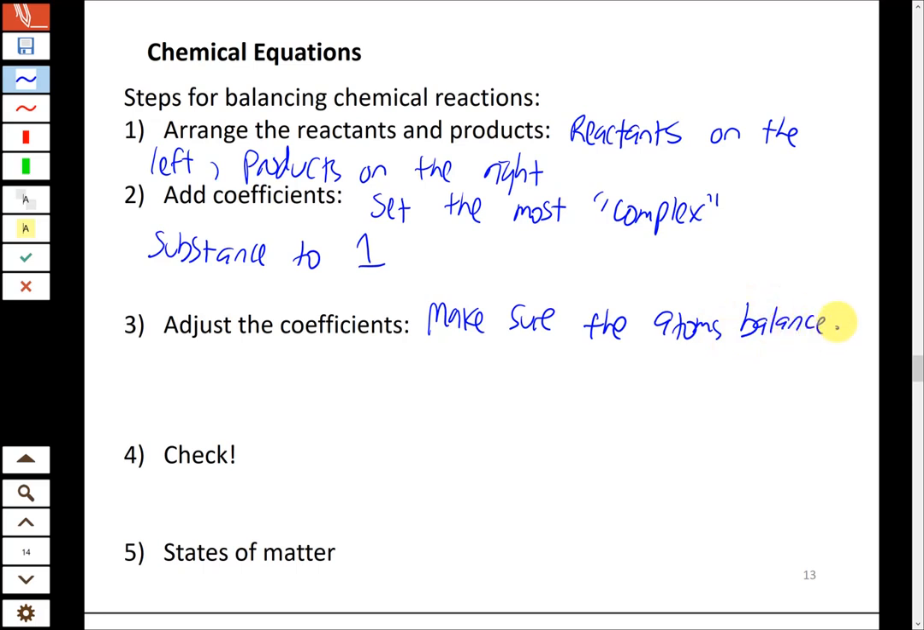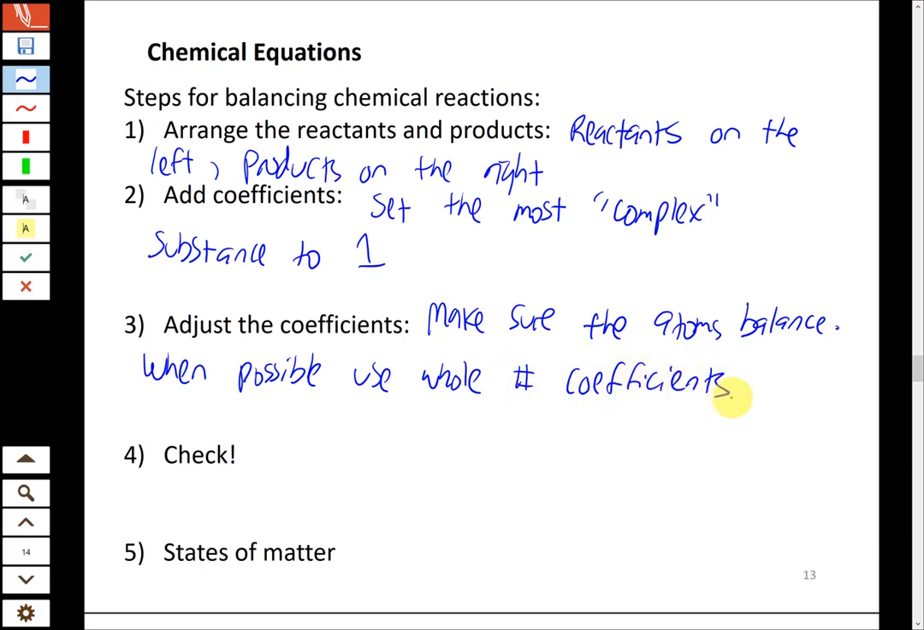So we're going to make sure the atoms balance, and when possible, we're going to use whole number coefficients. Normally in homework and test questions, if we're asking you to balance the reaction, and that's really the whole point of the problem, we will specify whole number coefficients to make sure that's clear. If you're just balancing it on your own as part of a larger problem, if you don't want to go to whole numbers, that's fine. You can use fractions. It's not the end of the world. But whole numbers are usually easier to deal with, and if we ask, we'll usually specify them.